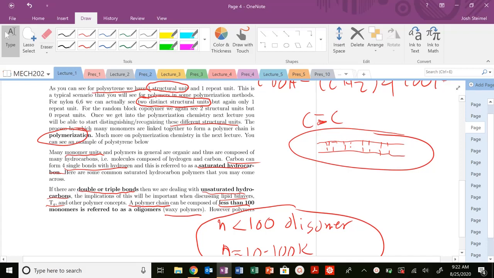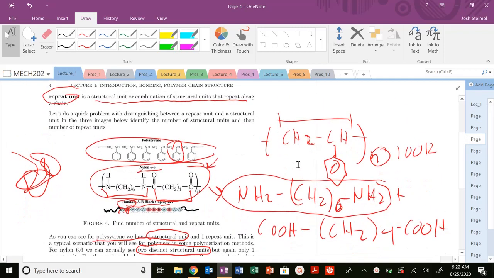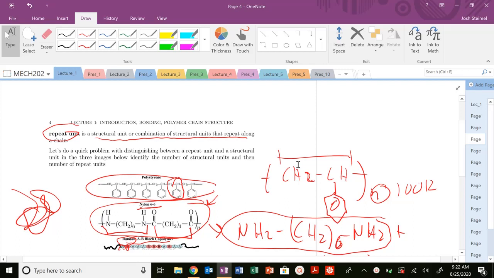Everyone, we are back talking about polymers today. I just want to give a brief recap of the last video. We started off by looking at the first polymer that we've been investigating, which is nylon 66. We also saw polystyrene.